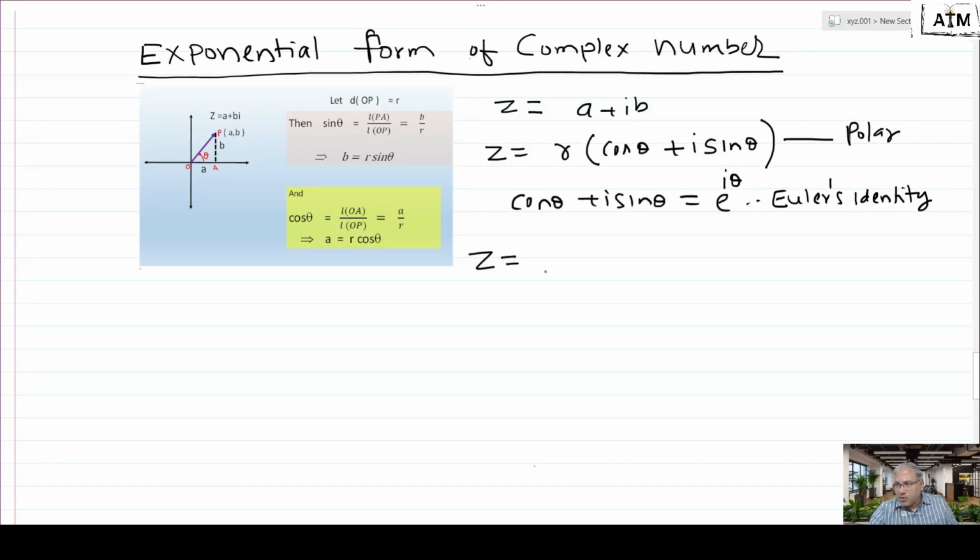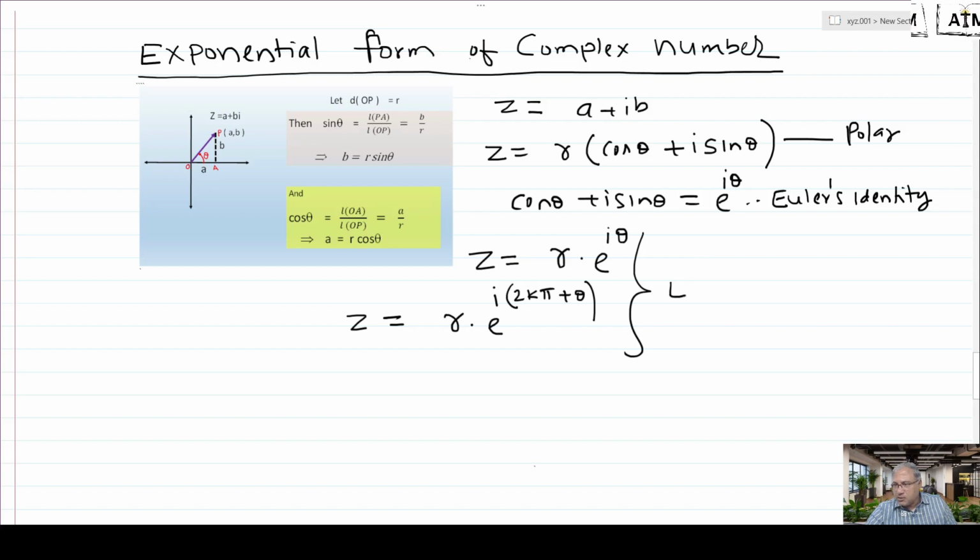So, the complex number can in short be written as r into e raised to i theta, or in general, r into e raised to i times 2k pi plus theta. This way of writing the given complex number by using e raised to i theta or e raised to i into 2k pi plus theta is nothing but called the exponential form of the complex number.